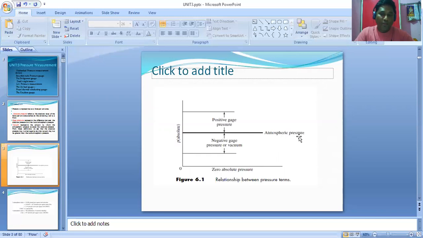Above the atmosphere pressure is the positive gauge pressure. So we have fixed the range from 0 to the maximum level. The range from atmosphere pressure to the maximum level is called positive gauge pressure, and the distance between atmosphere pressure and zero absolute pressure is called negative gauge pressure or vacuum.